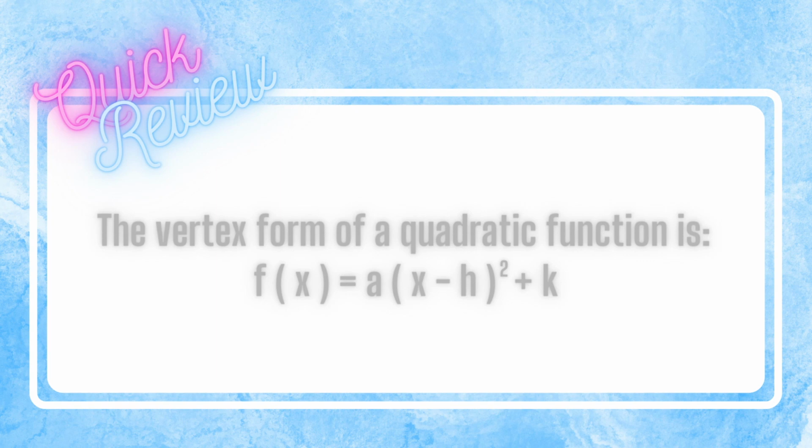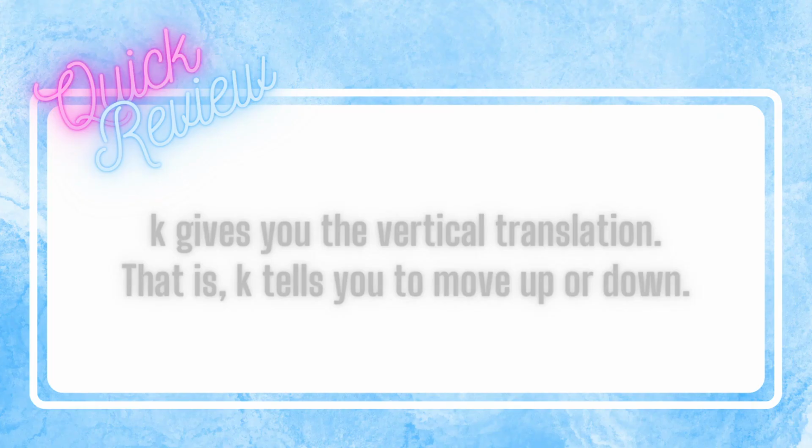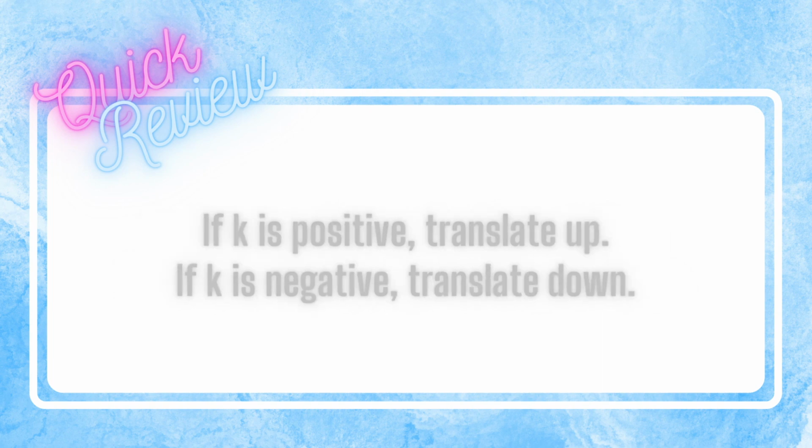So the vertex form of a quadratic function is f of x equals a times x minus h quantity squared plus k. But today we ignored a and h and we focused on k. k gives you the vertical translation, so it tells you whether to move up or down. If k is positive, we translate up, and if k is negative, we translate down.